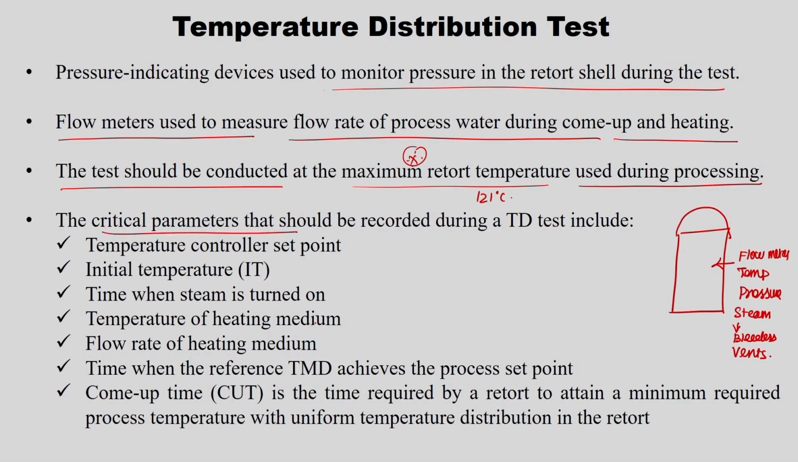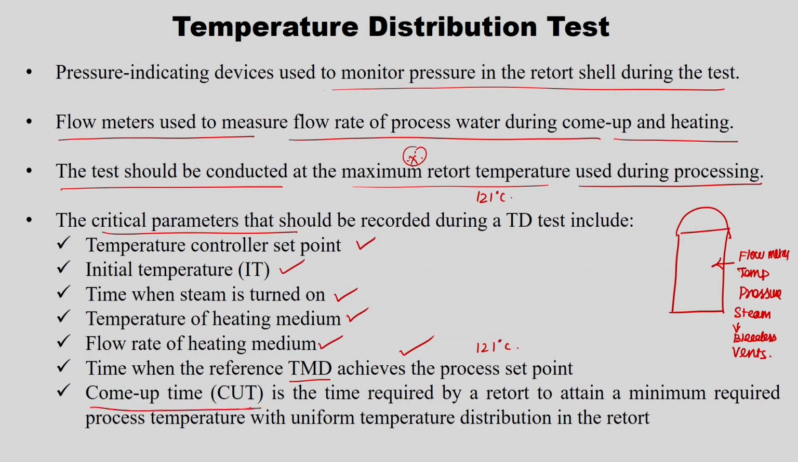The critical parameters which should be recorded during the temperature distribution test include the temperature controller set point, which is the processing temperature set point, and another one is the initial temperature of the product, then the time when steam is turned on, the temperature of the heating medium when I am turning it on, the flow rate of the heating medium, and the time when the reference TMD achieves the process set point. For example, my initial product temperature is 30, and I am switching on the steam at 121 degree centigrade. Then I also need to record the time when the reference TMD achieves the process set point, which is 121 degree centigrade.